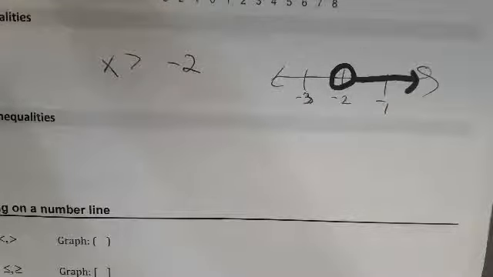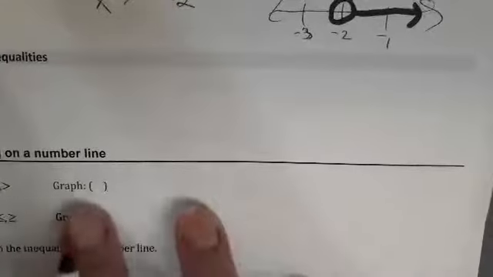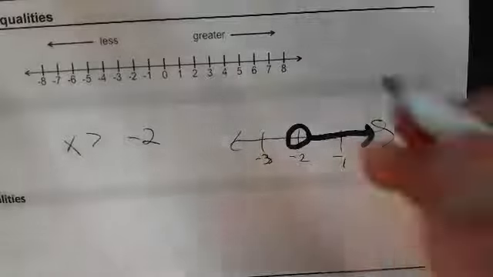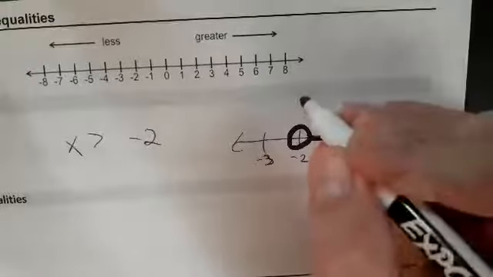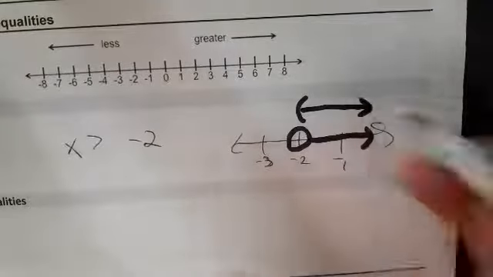What the book does in some places, I think they only do this maybe once or twice, is they have these symbols. It's either a soft bracket or a hard bracket. If it doesn't include the point, they put a soft bracket. So it would look like a soft bracket, and then they would put this with an arrow.